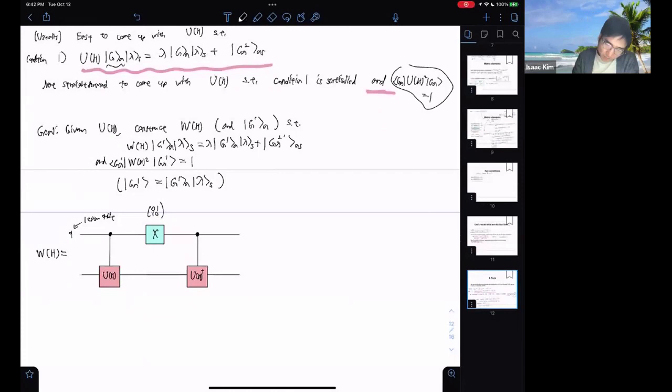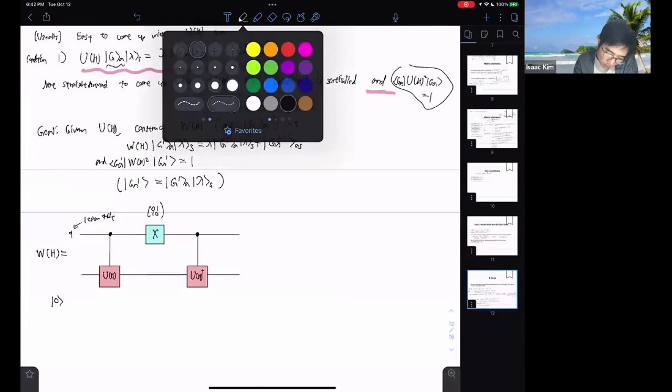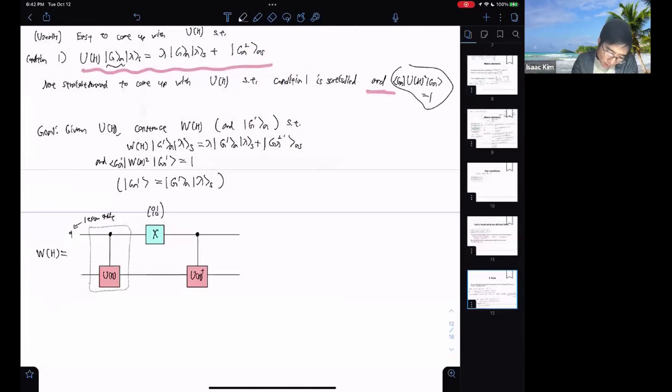So what about these two gates? Whenever you see a circuit diagram like this, and you see a black dot like this, it means that you're applying a controlled operation. To be more specific, let me focus for the moment on this part. That part basically implements the following operation. Let's say you have an arbitrary state psi here, and then the state becomes zero psi. So if the extra qubit is in the zero state, you do nothing. But if the extra qubit is in the one state, then you do something, and that something is U of H.